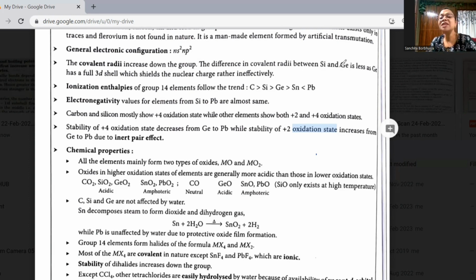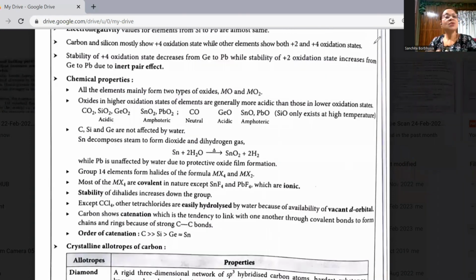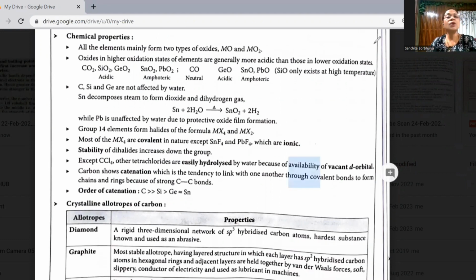Okay, the most common oxidation states expected are +2 and +4 because of the general electronic configuration ns2 np2. And as we go down the group, the +2 oxidation state persists because of, yes, you said inert pair effect, you already know it. So the +4 oxidation state decreases from germanium to lead, while the stability of the +2 oxidation state increases from germanium to lead. Let's go on to the chemical properties.